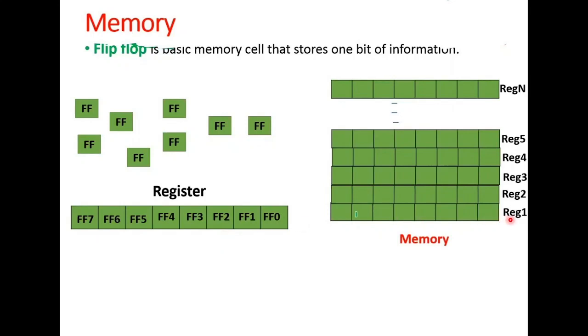Now see, here n number of registers are connected together to form memory. 8 flip-flops connected together form a register, and many registers connected together form memory. This register can store 8-bit information, and this memory can store n into 8-bit information, which means this register can store 1 byte of information and this memory can store n bytes of information. I hope you understand what is memory, register and flip-flop.